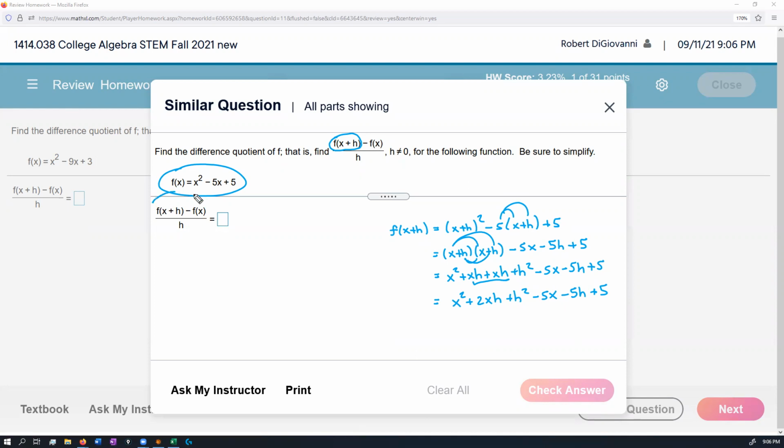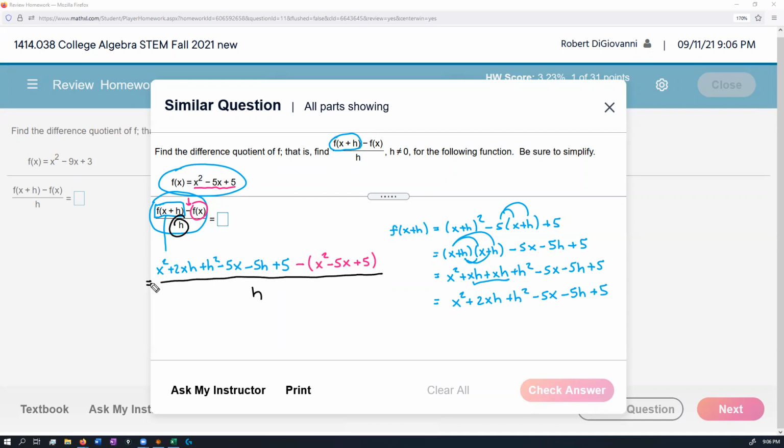So now we're going to try and figure out what this is. So we know that the top left corner of this fraction is what we just got, x squared plus 2xh plus h squared minus 5x minus 5h plus 5. Okay, that's just this. Now we want to subtract from that. That's this minus sign, f of x. But f of x is just the original function. But I want to subtract the whole thing, which means I need it in parentheses. And then we want to divide all of that by h.